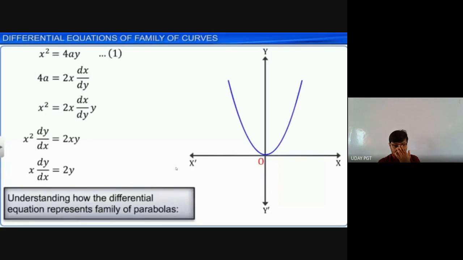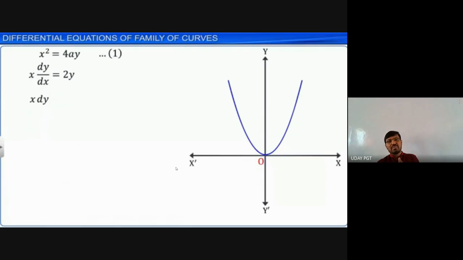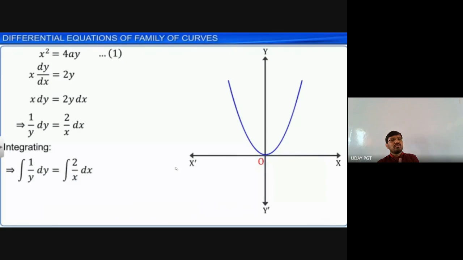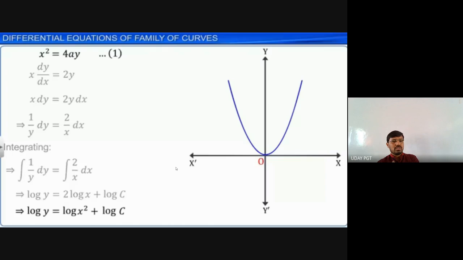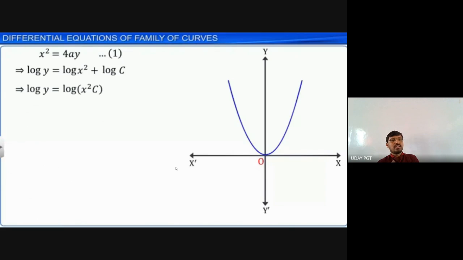So how does the differential equation represent the family of parabolas? When you take the dx to the right hand side and take the same variables on one side, y and x variables on one side, and integrating on both sides, log y is equal to log x plus log c we are going to get. From this, y is equal to x square c. So from this y is equal to cx square we'll get.